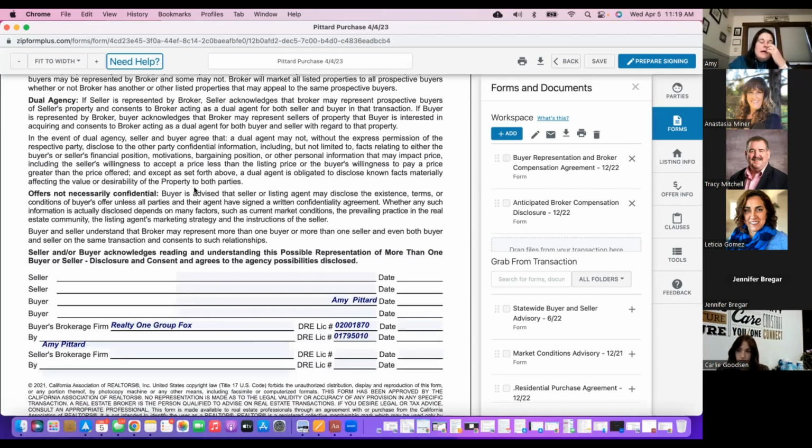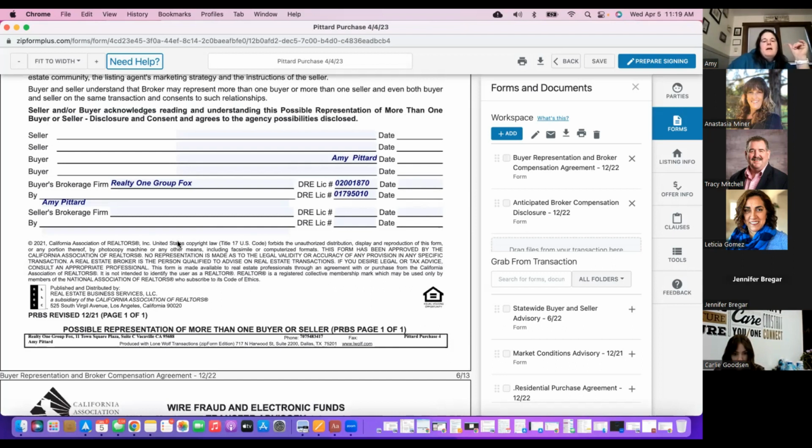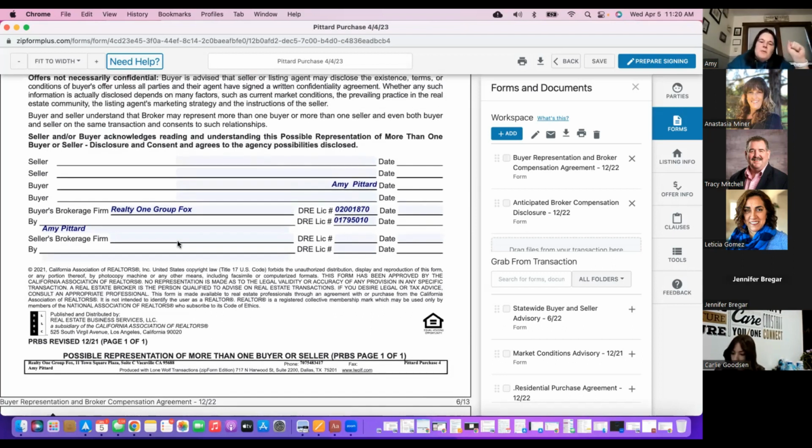It may be advantageous as well to mention here that offers are not necessarily confidential, to let the buyer know that although I'm going to keep your offer confidential from other potential buyers or from the sellers that I may be working with, if we submit an offer on a property, that seller may not keep your offer confidential, and they may share any of the terms or price or anything with other potential buyers on that property. Okay, any questions about that BRBS, the possible representation of more than one buyer or seller?